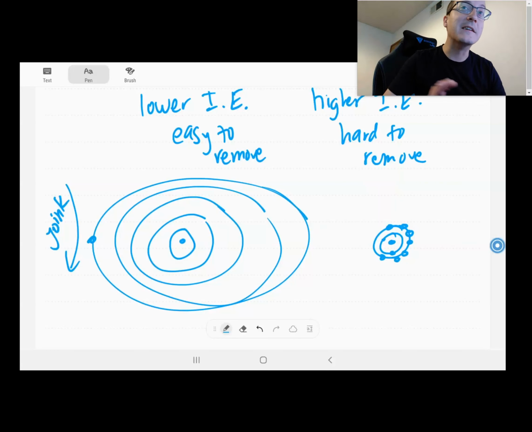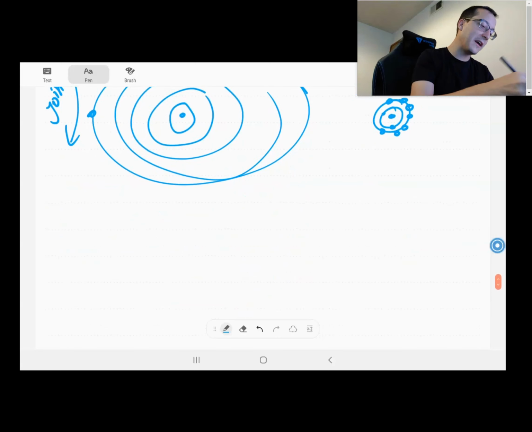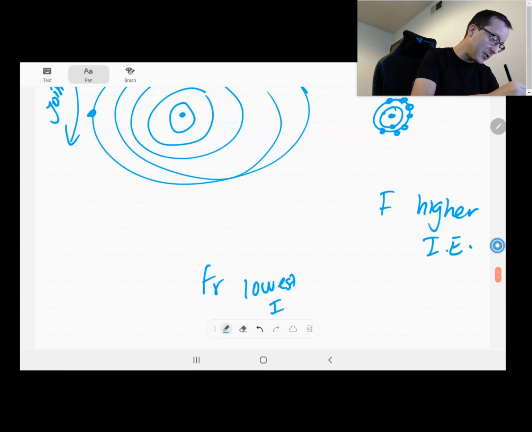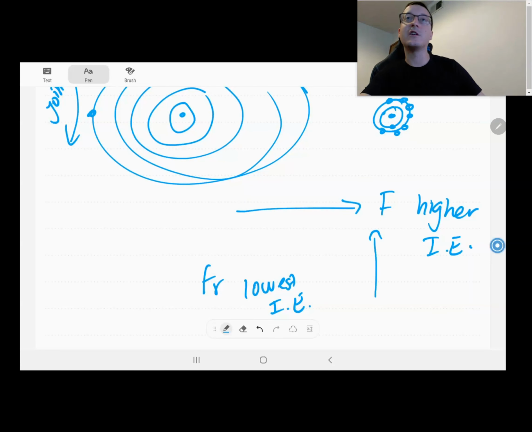Okay, time's up, guys. I don't want to keep you past 5:30. So we'll continue this. This is the trend, though. Fluorine will have, again, the higher ionization energy, and francium will have the lowest ionization energy. So it goes up. Same as electron affinity.